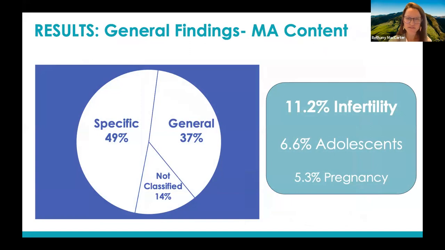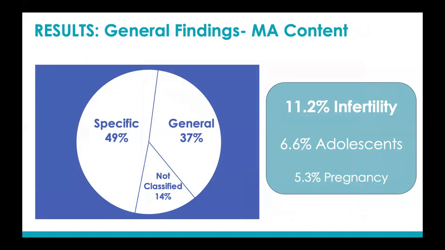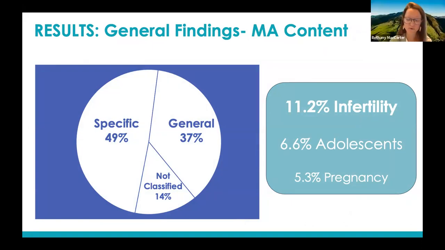This is broken down, including the area experts. We found the majority of resources were for one specific MA, such as uterine didelphys or the severe case of MRKH, while 37% were general and referred to either all or multiple MAs. Over 10% of the materials were infertility focused, and more than 5% were geared toward adolescence and pregnancy.